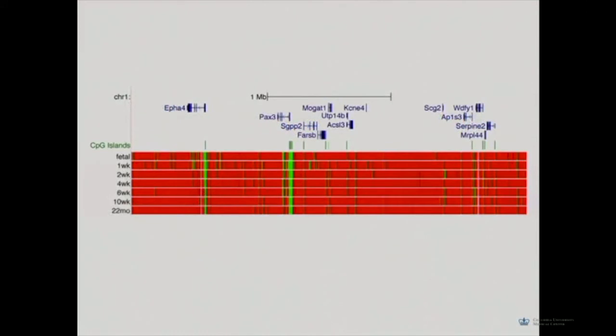And here's some data from Joe Ecker's lab looking at mice from fetal stage to 22 months, which is a very old mouse. Green is unmethylated, red is methylated. And you'll notice that the patterns are very, very similar. So there's very little age-dependent change in methylation patterns, much less so than was believed before high-quality data on the topic appeared.